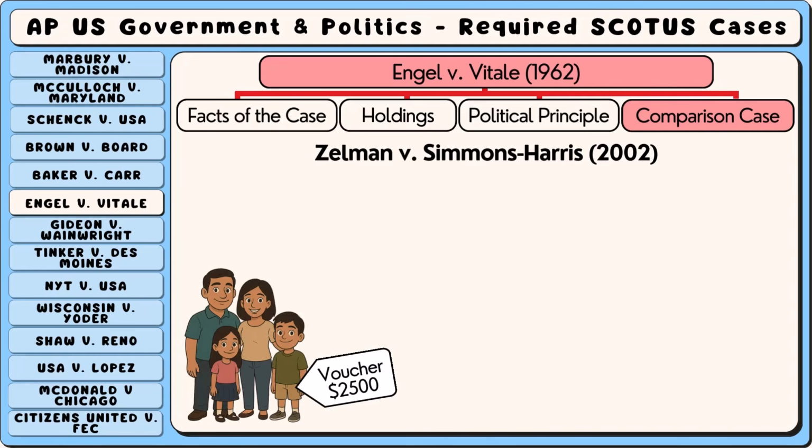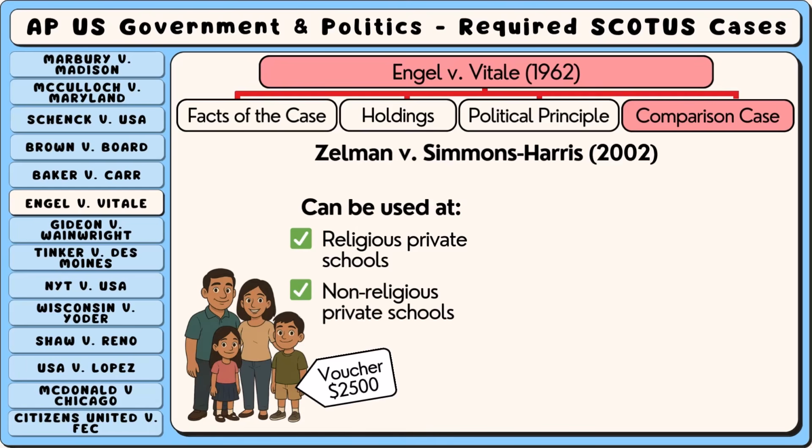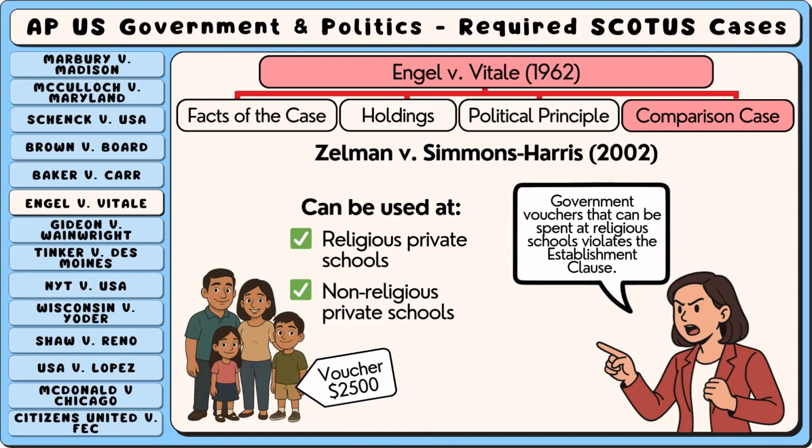In Zelman versus Simmons-Harris, the state of Ohio created a $2,500 voucher program to help families living in low-income districts pay for private school tuition. Parents could spend their $2,500 on any private school they wanted, so it could be a religious or non-religious private school. A group of taxpayers argued that government vouchers that could be spent at religious schools violated the Establishment Clause.